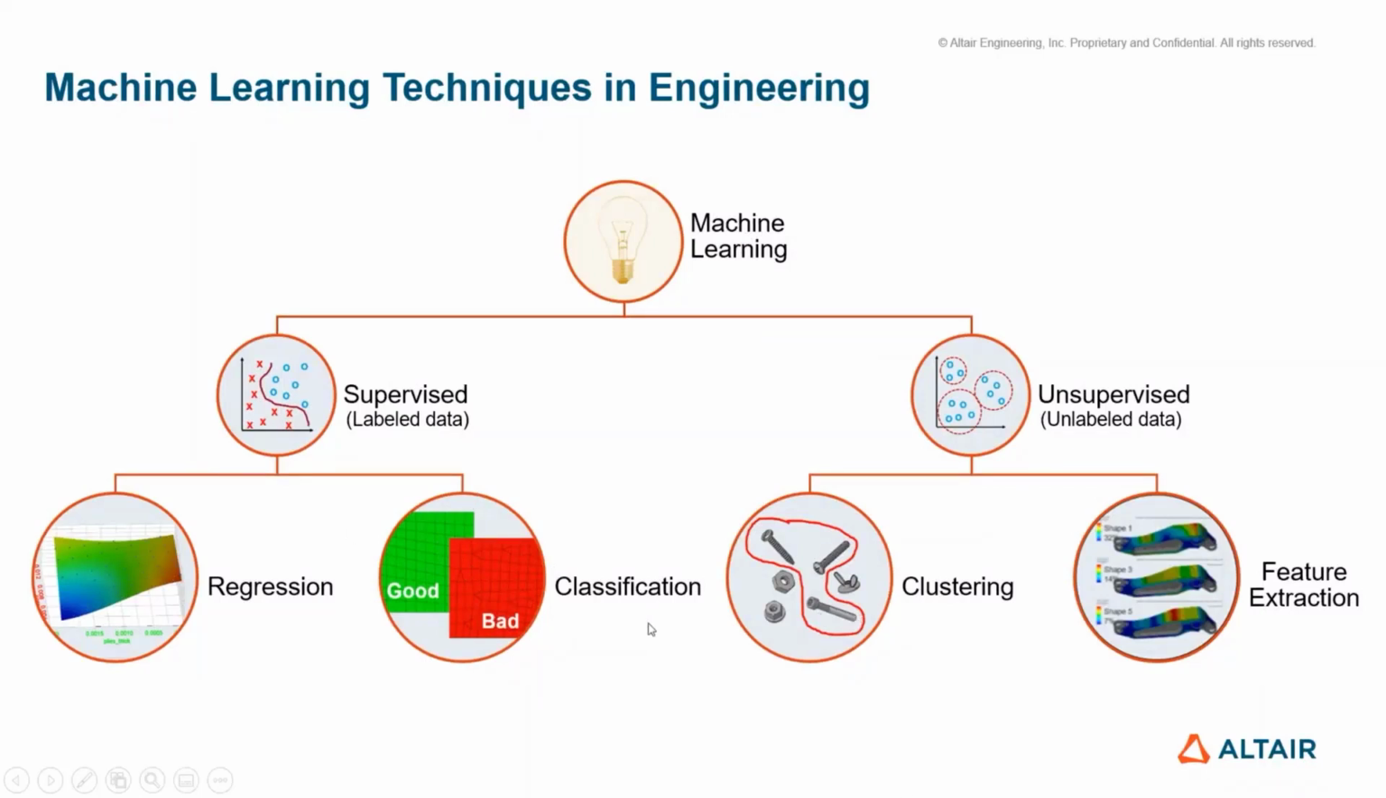Clustering, as I said: you throw some fasteners into the system, and it should automatically classify which are the nuts, bolts, rivets. And feature extraction: let's suppose it is not meeting some of your CAE responses, so what features do you have to improve? The prescriptive analytics you can also do through this.